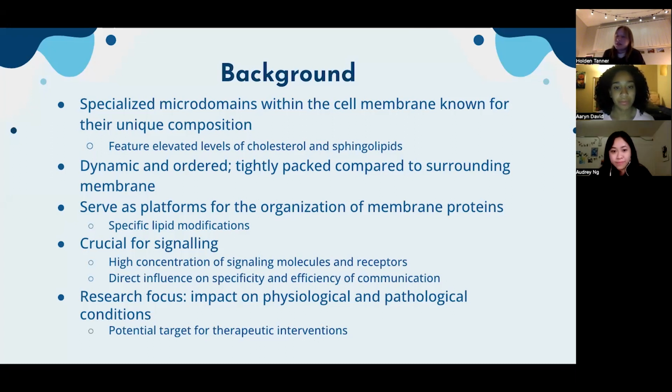They act as hubs for signal transduction by concentrating signaling molecules and receptors, thereby influencing the efficiency and specificity of cellular communication. Over the years, extensive research has been conducted to understand the roles of lipid rafts in membrane organization and cellular signaling, unraveling their impact on various physiological and pathological conditions.